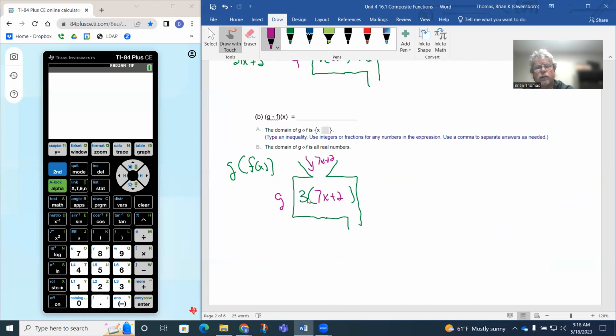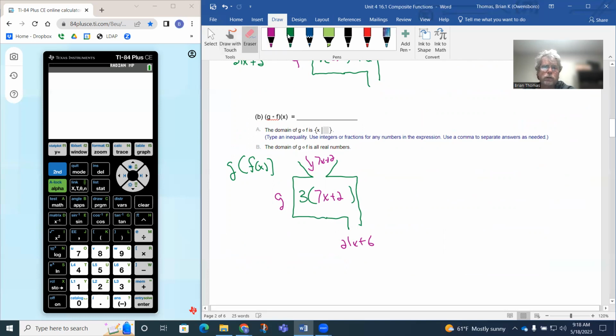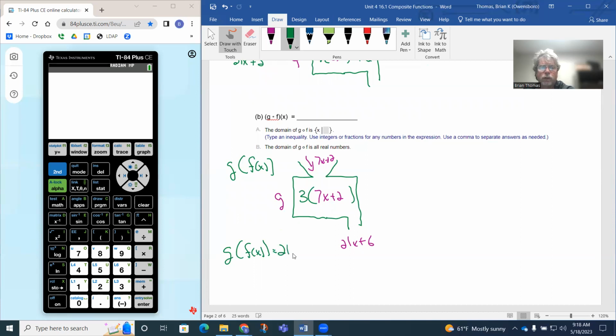So if we do the math, 3 times 7x is going to be 21x, and 3 times 2 is going to be 6. So 21x plus 6 comes out. So g of f of x is going to equal 21x plus 6.